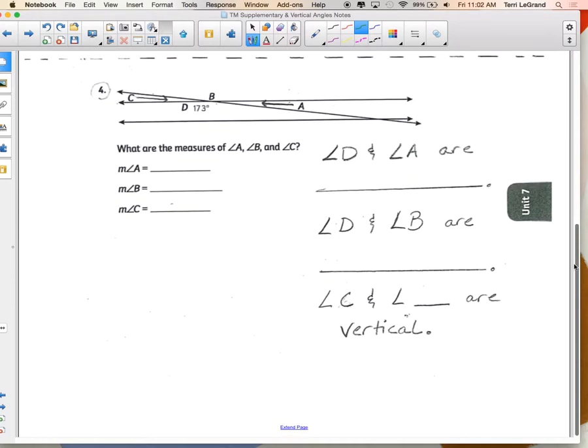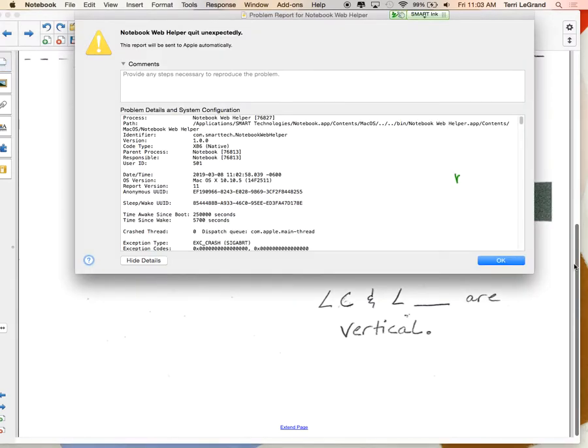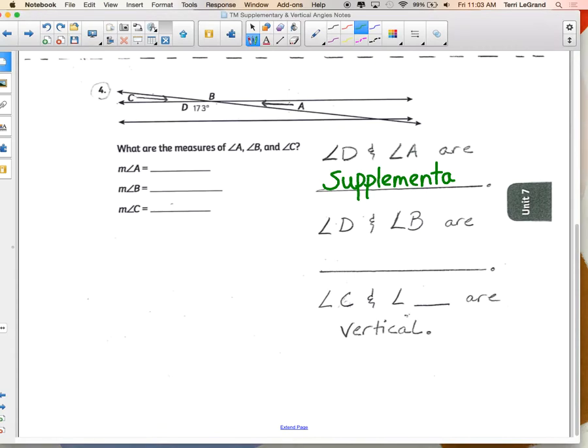Okay, who's going to share with us the relationship D and A have? Harley? D and A are supplementary. And how about the next relationship? So this one, we said that angle D and angle B are supplementary. I might lose my document here, but we'll see what happens. Sammy, what do you say that D and B are? Vertical. Okay, D and B, she says, are vertical. That's their relationship.